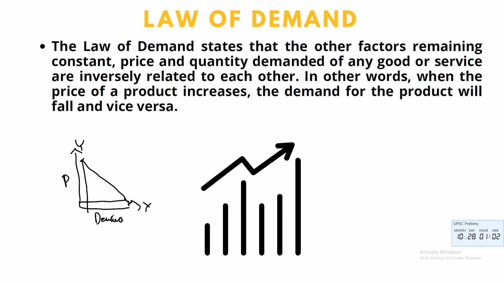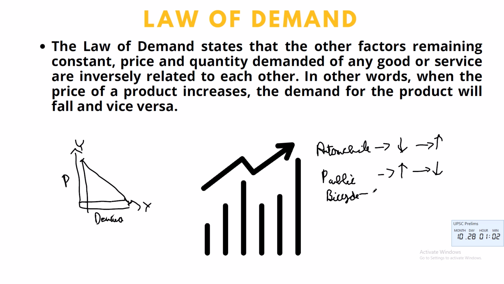Example, when purchasing an automobile, if the price decreases, people are more likely to purchase new automobiles. But if the price increases, people will start shifting to public transport, or to bicycles for their transport. This is an example you can look into for the law of demand.